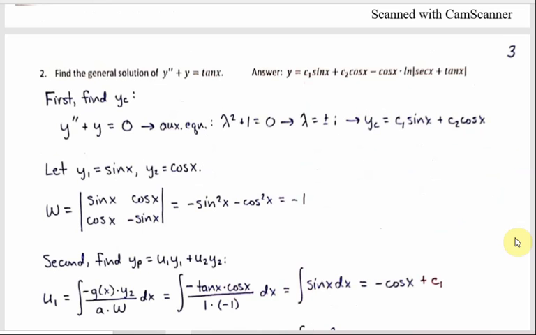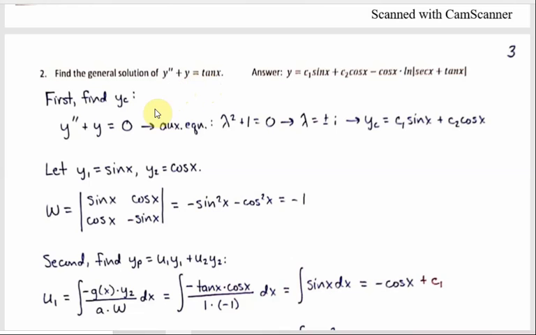Number 2 is one that you could not do using undetermined coefficients because it has tangent. With undetermined coefficients, we could only have sine and cosine as the trig functions. So here, this is the way you'd have to do it. All right, let's start going.